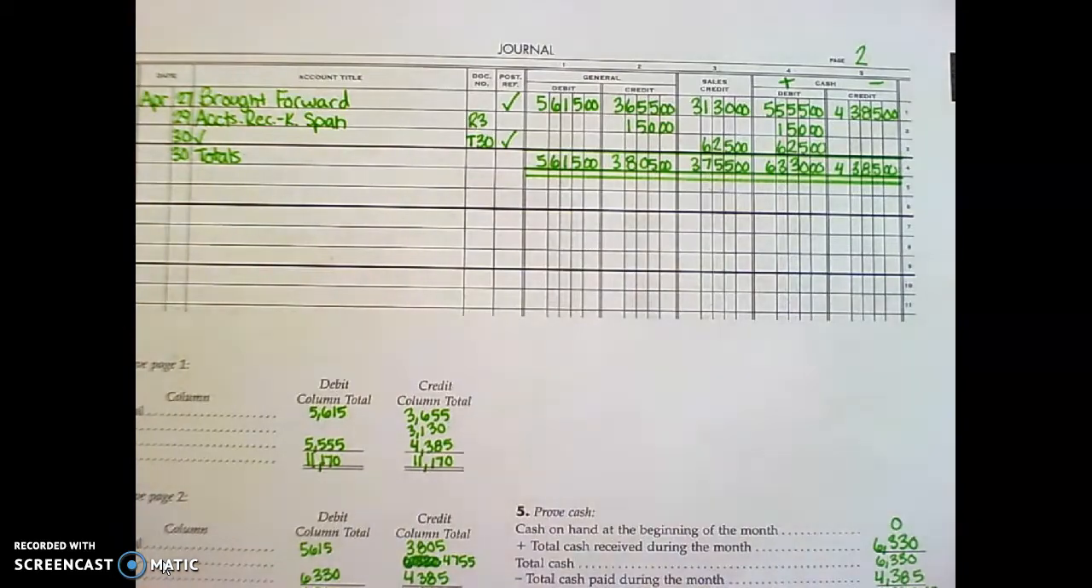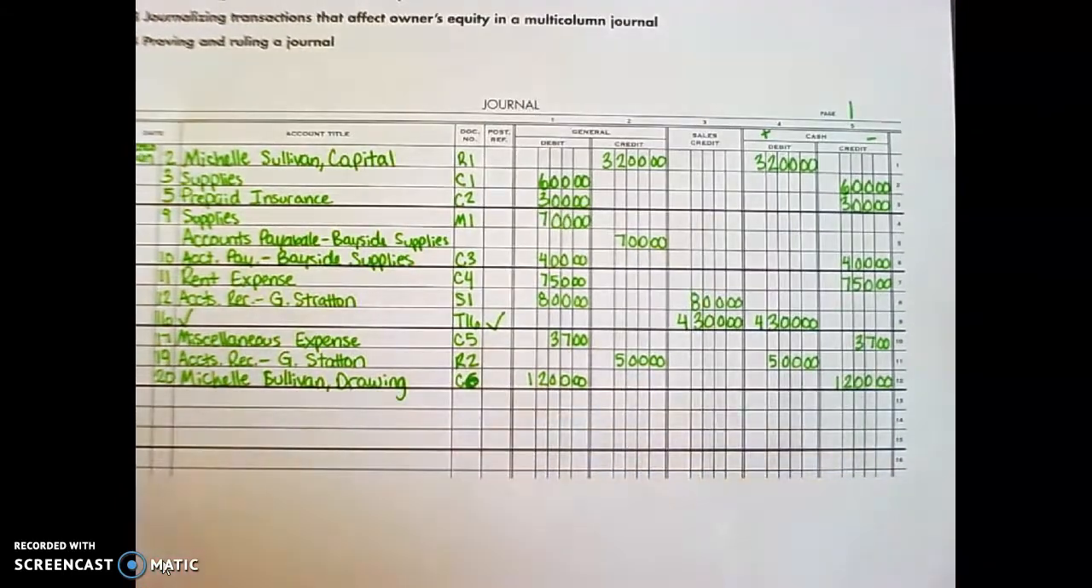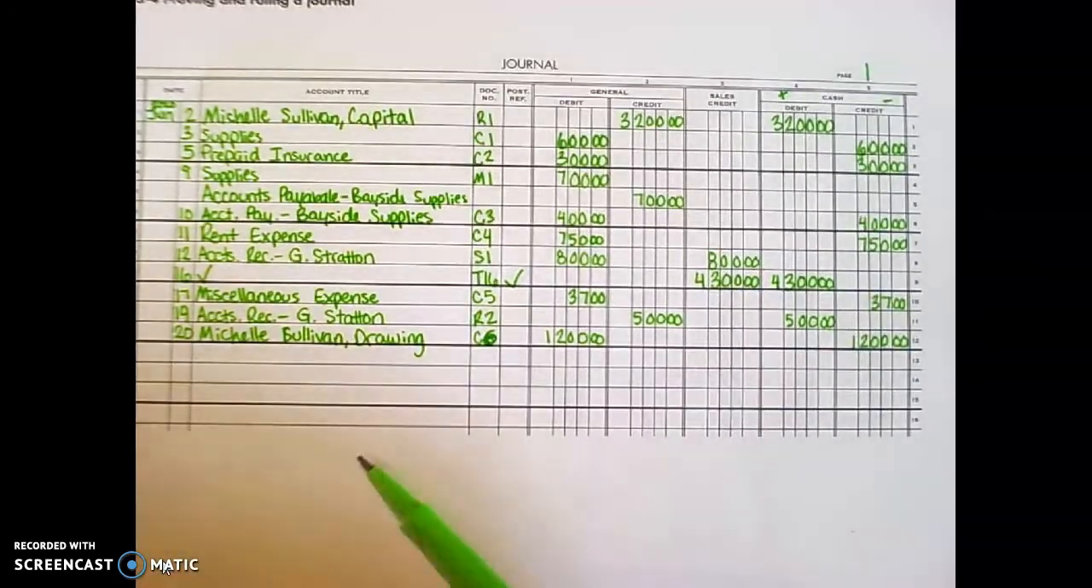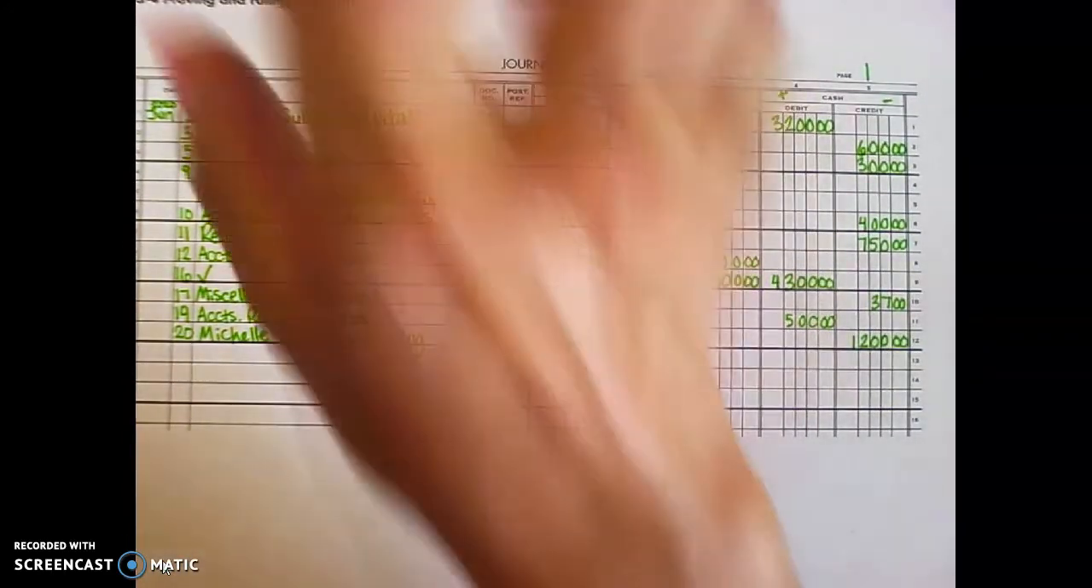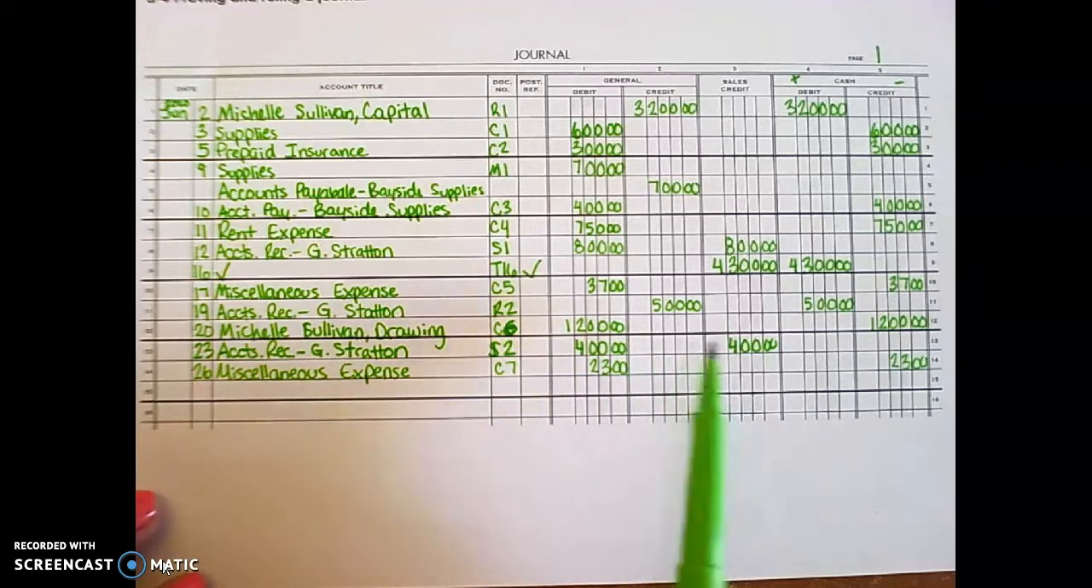I'm going to show you the on your own as well. First thing in the on your own, in the steps, you need to journalize transactions for June 23rd and 26th, and then prove and rule page 1 of the journal. So to save time, I'm going to pause, and I'm going to do those 2 transactions. So I did the 23rd and 26th, which you can compare here to what I have on the screen.